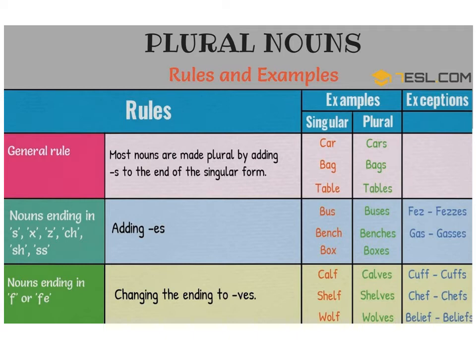Example. The singular example is car, and the plural form is cars. They just add S. The next one is bag, and the plural form is bags. And then the next one is table, and the plural form is tables. Great. They just add S. Now, let's go to the second one.